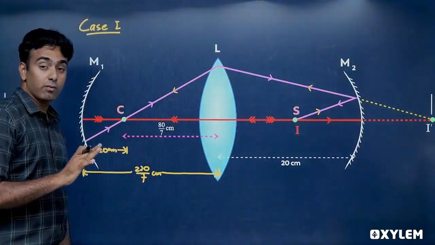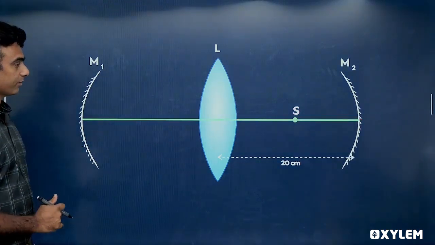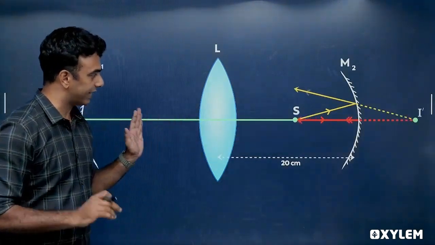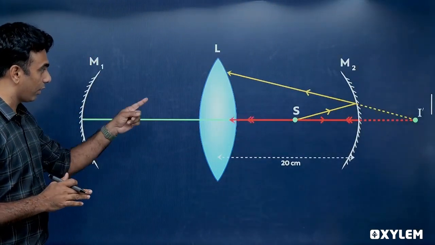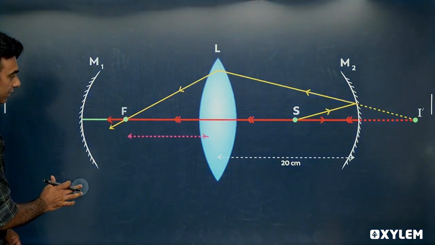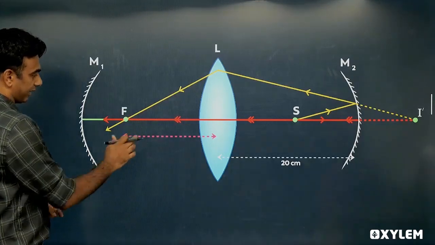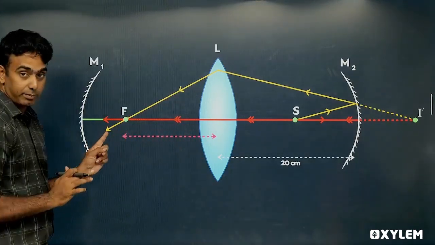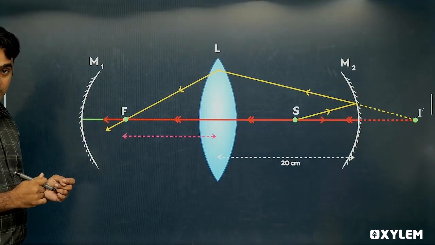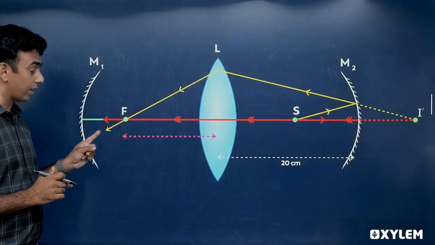Now this is not the one and only case. See, there is another case, exactly similar to the earlier case. Now see the difference. Suppose this distance is 80 divided by 7. If it passes through the focus, earlier it was the center of curvature, what happens?